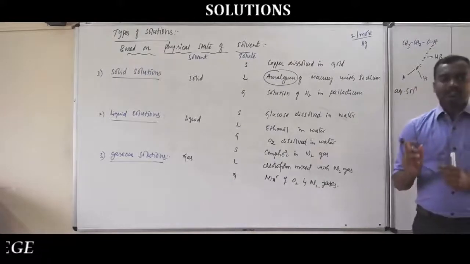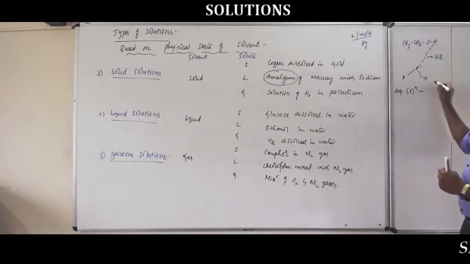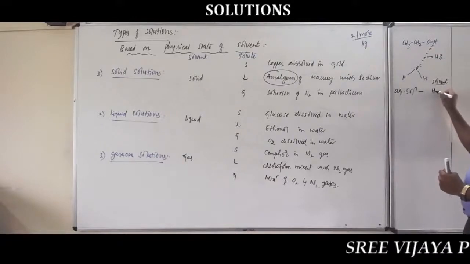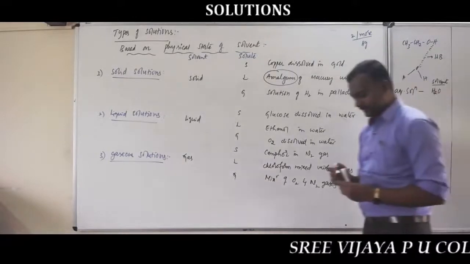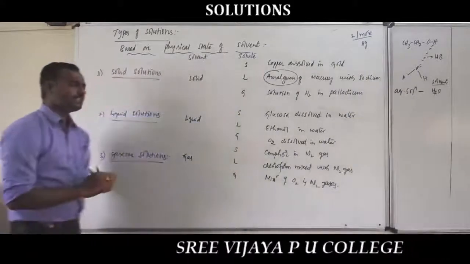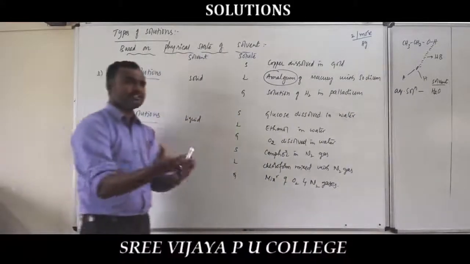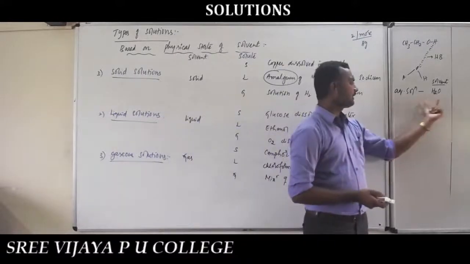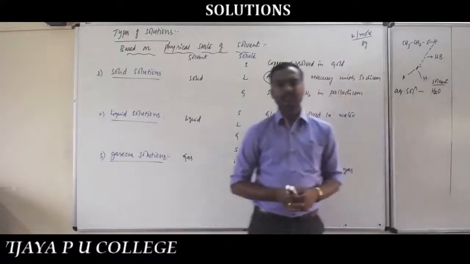So if he says aqueous solution, what is the solvent here? Aqueous solution means the solvent is water. So that's understood. For example, we say aqueous NaCl solution. Aqueous NaCl is nothing but NaCl dissolved in the solvent water. So when we say aqueous solution, definitely the solvent is water.